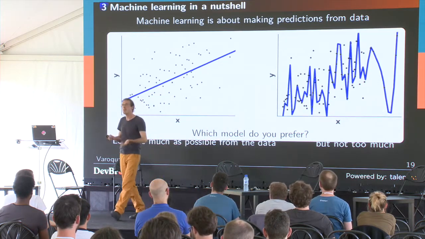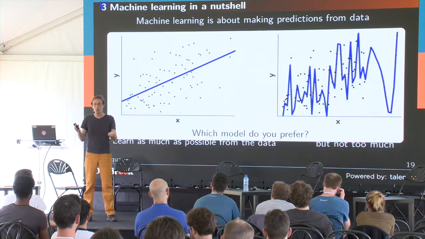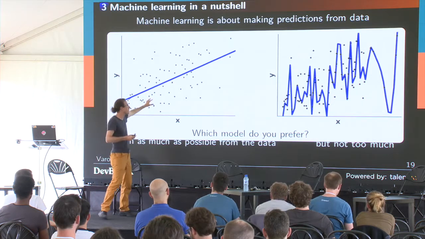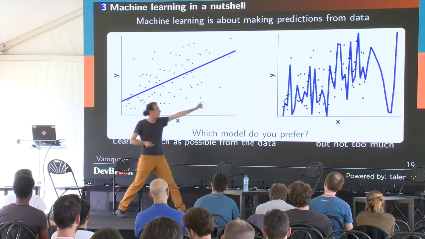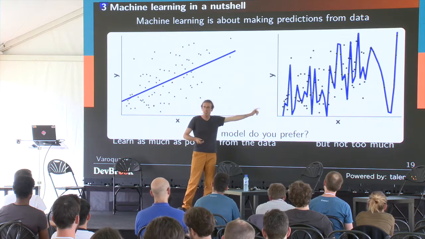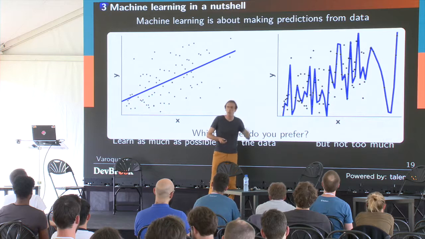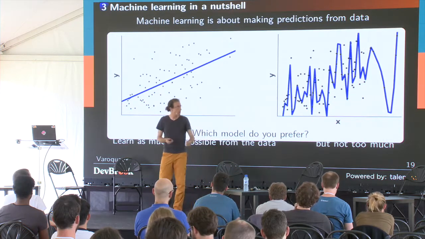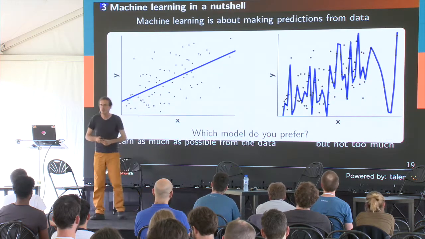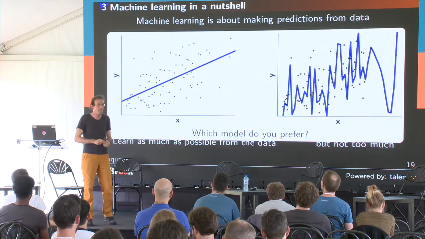It's interesting. The human mind is not fooled. The human mind tends to prefer this one. But this one fits the data better. I guarantee you, there is less distance between the line and the data points. So why do you prefer this one? It's more simple.